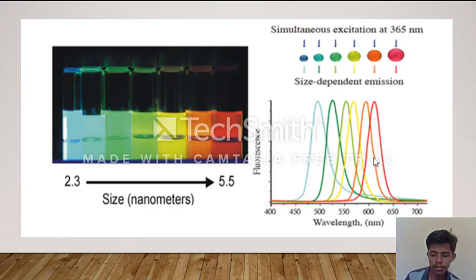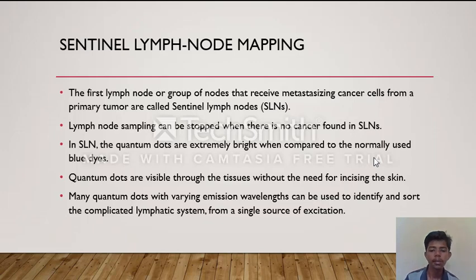Now, sentinel lymph node mapping. The first lymph node or group of nodes that metastasizing cancer cells from a primary tumor reach are called sentinel lymph nodes. Lymph node sampling can be stopped when there is no cancer found in these sentinel lymph nodes. The procedure to enable identification and removal of SLNs is called SLN biopsy. SLN in short stands for sentinel lymph node.